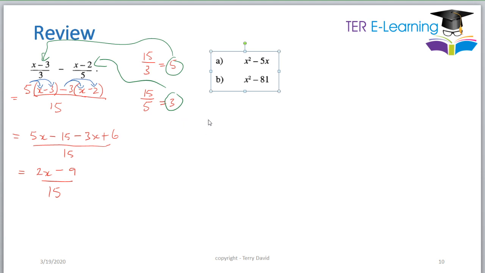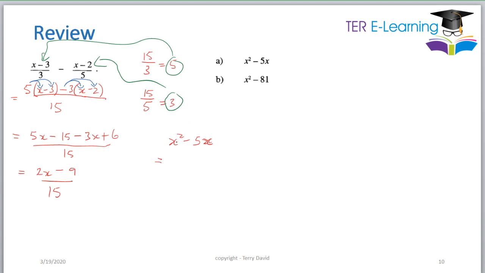So the next part, they want us to factorize two things, right? The first one is x squared minus 5x. So here's the thing, x squared minus 5x. Some students will look at this and say, yes, this is the difference of two squares. But unfortunately, it's not, because the first term, x squared, is a square variable, but the 5x is not a square variable. So you cannot use the difference of two squares there. So what you will do is factorize using the HCF method.